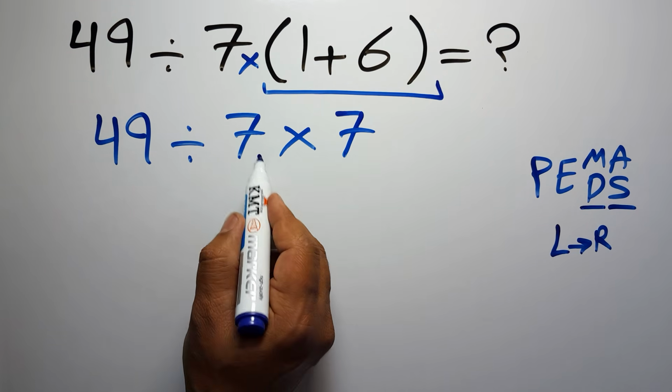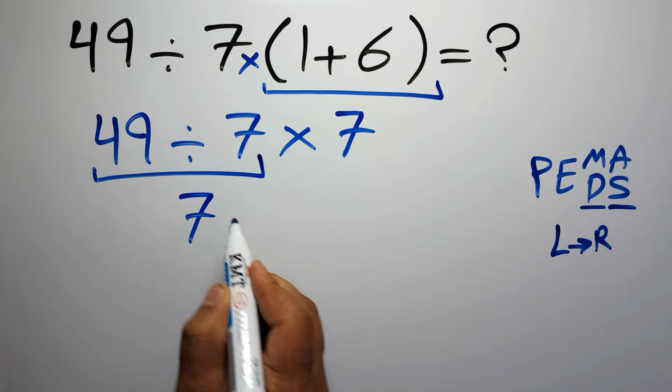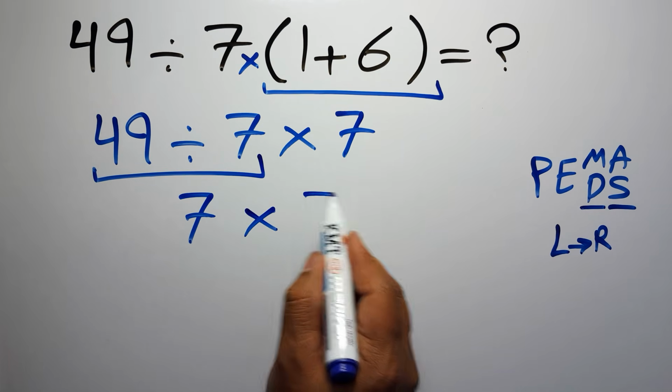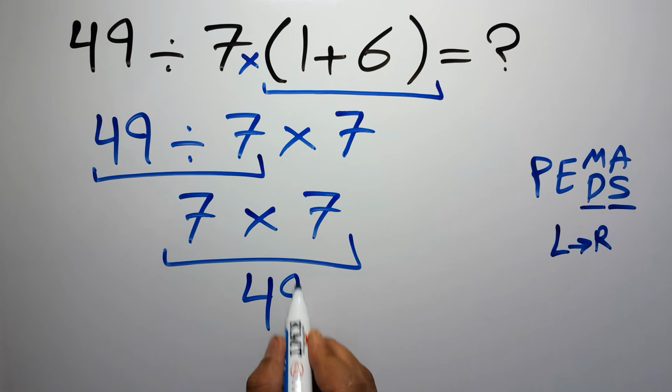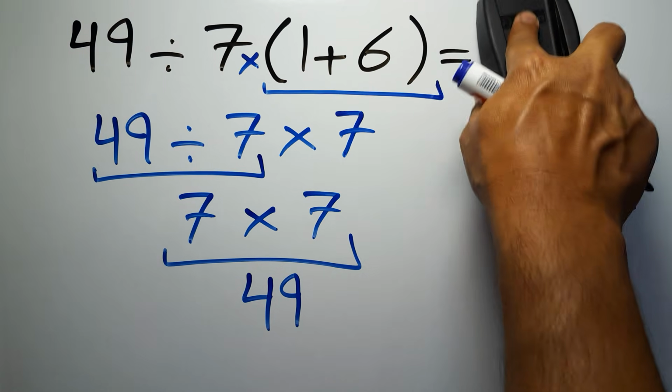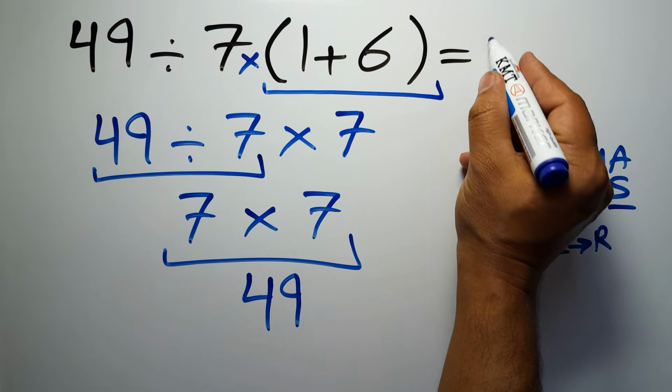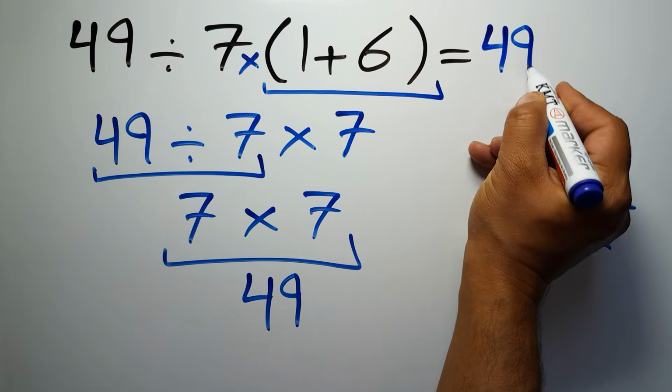49 divided by 7 gives us 7. So we have 7 times 7, which equals 49. And this is our final answer to this problem. The correct answer is 49.